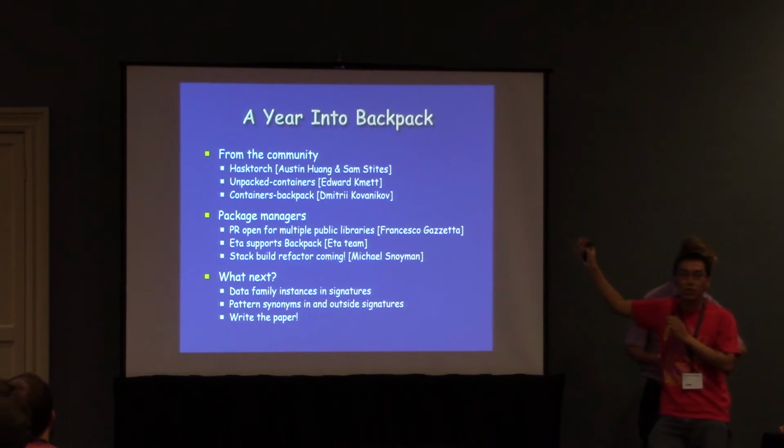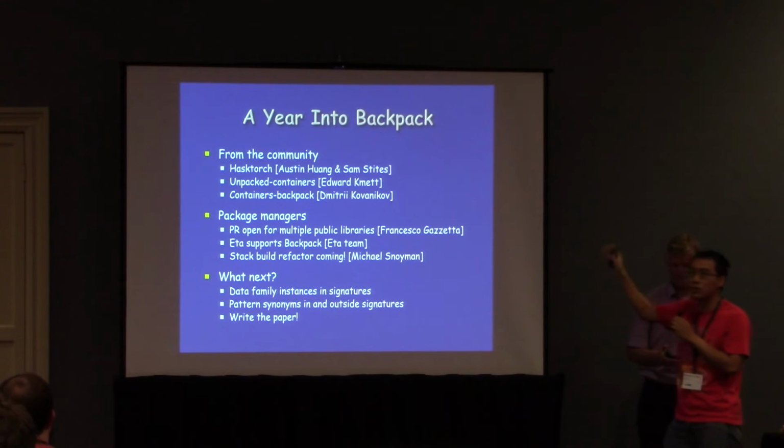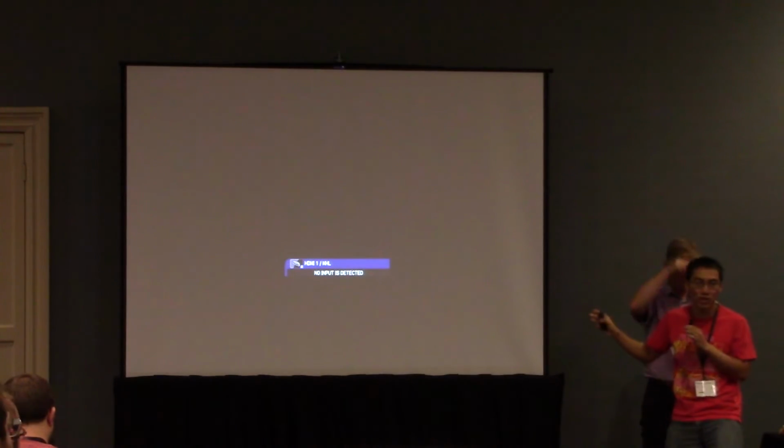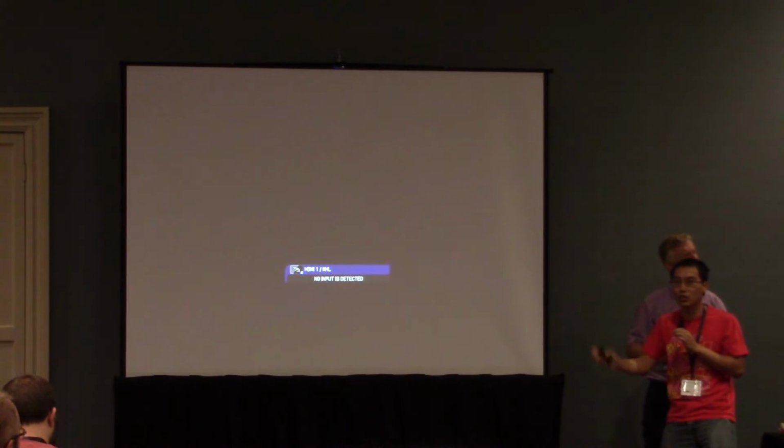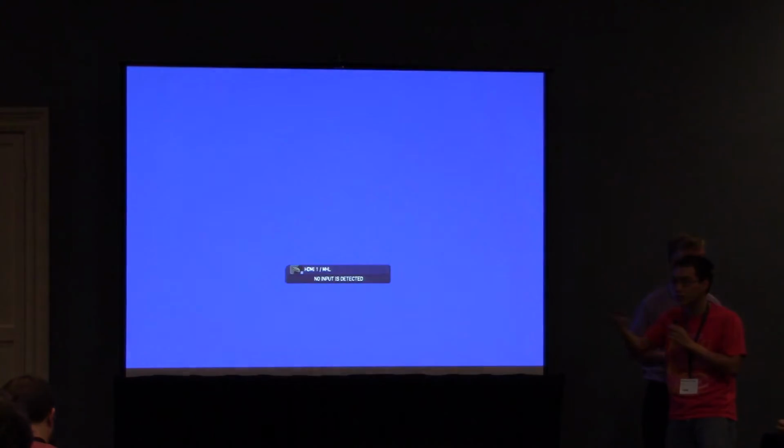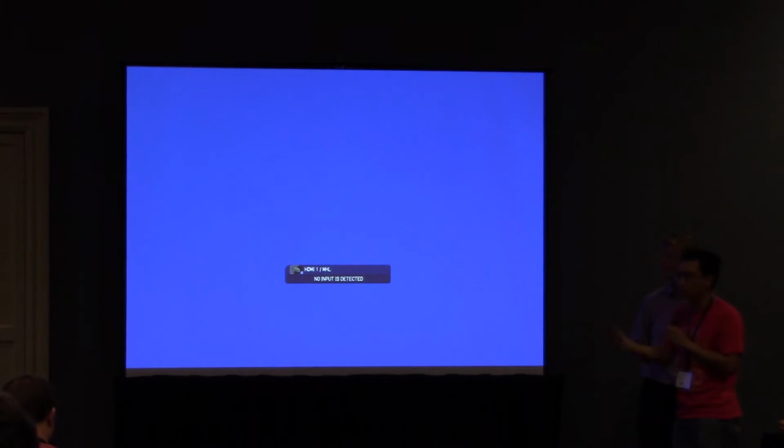And there's some really cool things that people in the community have been doing. So HaskTorch, everyone's all agog about deep learning. Well, HaskTorch is a deep learning library, written in Haskell using Backpack because you've got all these tensor types, you've got all these numeric types. You want to keep them straight. Type classes are very annoying for that.